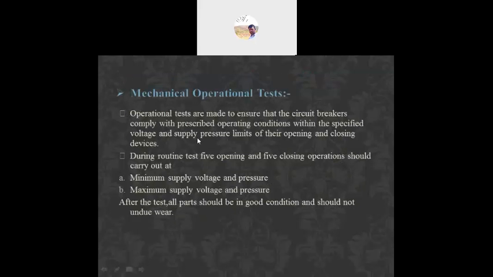So in the mechanical operation test, what we do is ensure the circuit breaker complies with the prescribed operating conditions. If it is for indoor operation, it will work or not. For outdoor application, it works or not. Because the indoor and outdoor space will be different for different circuit breakers. That is with the prescribed operating condition, within the specified voltage and supply pressure limits of the operating closing devices.